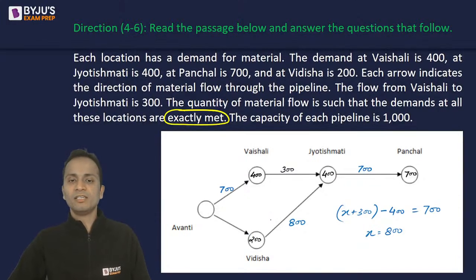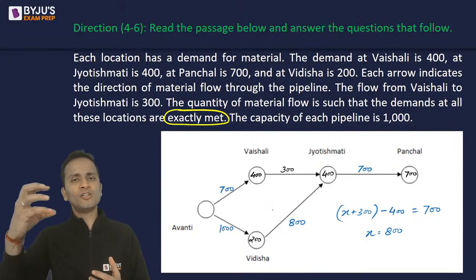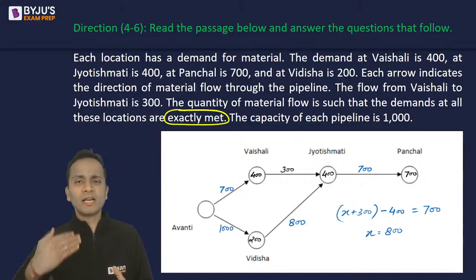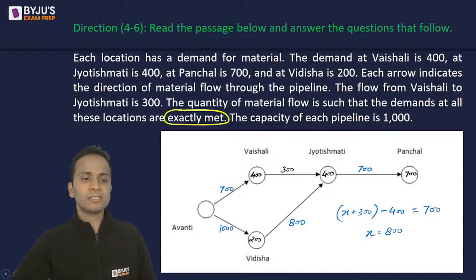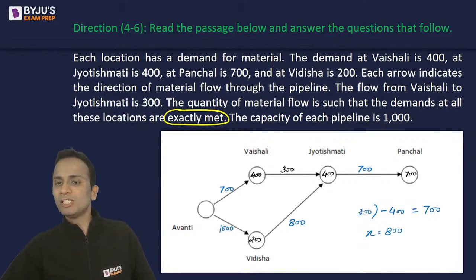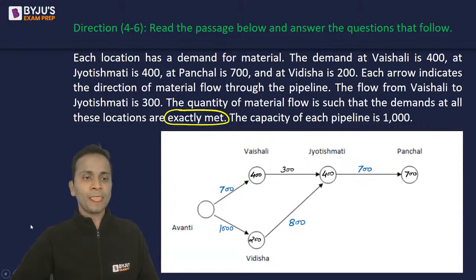Avanti to Vidisha, if I'll consider it as X whatever, so inflow minus 200 should be equal to 800. That means inflow will be of 1000. So 1000 inflow hoga, 200 will be kept at Vidisha, remaining 800 will flow outside. Alright, so that's it. This is the complete diagram based on which you can now answer all the questions. Okay, so let's look at the first question.